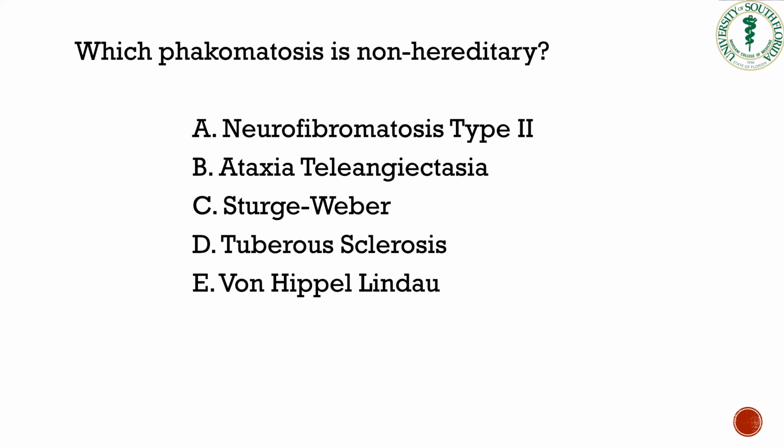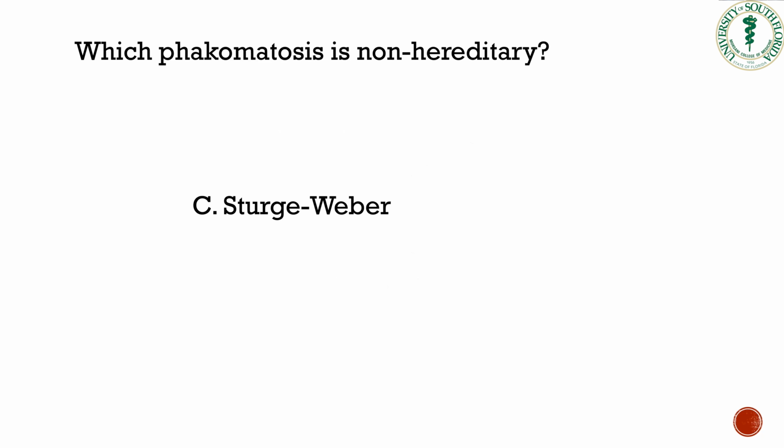There's our question. So which form of phakomatosis is non-hereditary? Who votes for neurofibromatosis type 2, ataxia telangiectasia, Sturge-Weber, tuberous sclerosis, and von Hippel-Lindau? And you guys are fantastic. Wow, very good. There's a way to remember that. So the ones like double, all the ones with double W.